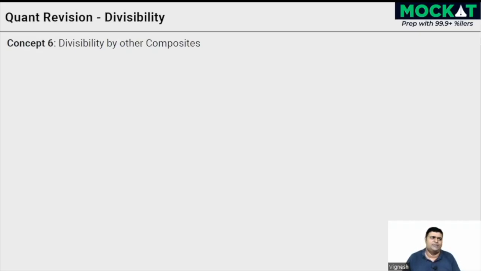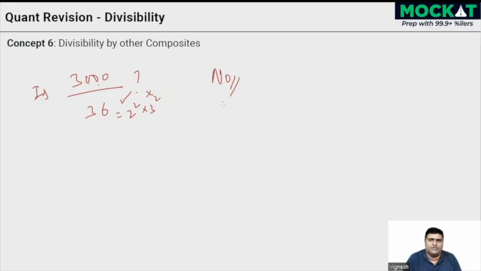Okay, now divisibility by other composites. What are the other composites we could have? Anything, a mixture of primes. So if you need to check if 3000 is divisible by 36, is it divisible by 36? 36 over here can be written as, prime factorize it, 2 square into 3 square. Is 3000 divisible by 2 square? Yes. Is it divisible by 3 square? By 3 it's divisible, not by 9. So therefore, no, it's not divisible by 36.